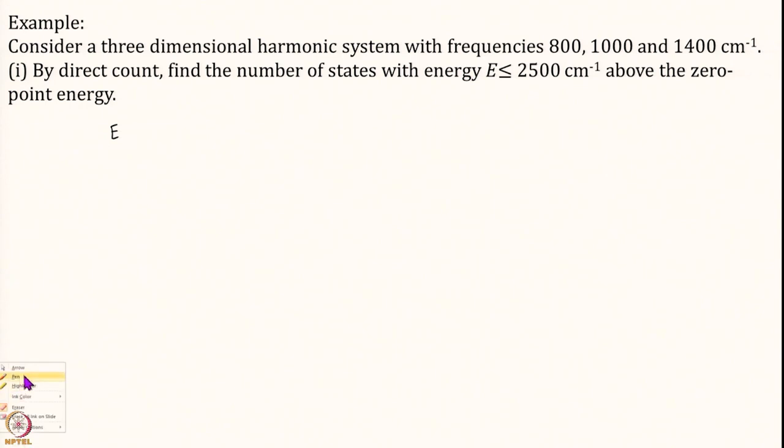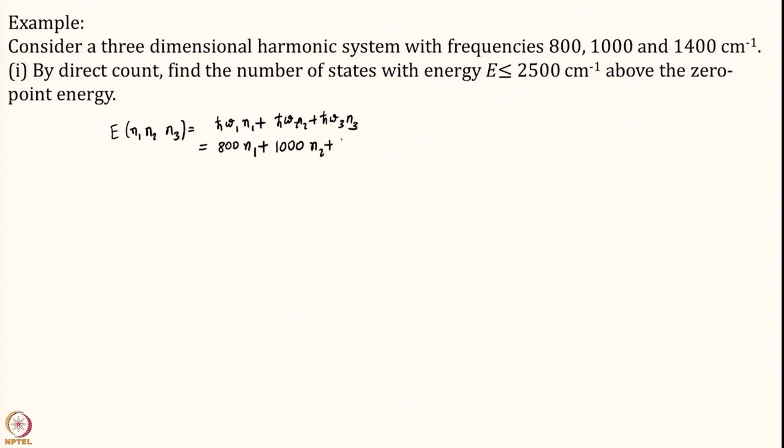So, I have 3 quantum numbers here, n1, n2, n3. The energy will be h bar omega 1 n1 plus h bar omega 2 n2 plus h bar omega 3 n3. I have not written plus half because that is a zero point energy. So, this is the energy above the zero point energy. All right, h bar, so let me just put in the numbers here: 800 n1 plus 1000 n2 plus 1400 n3.